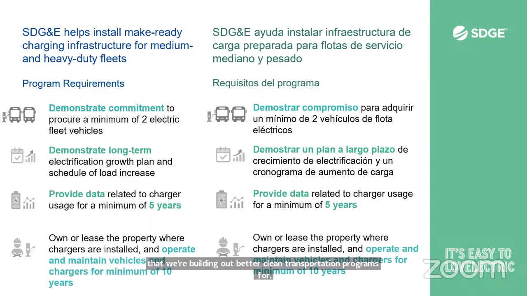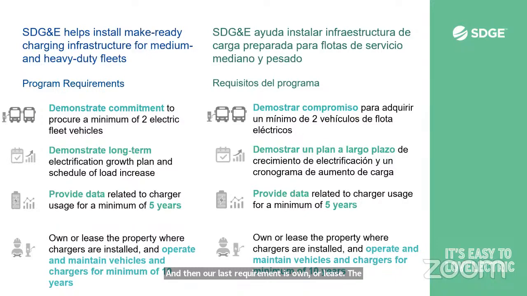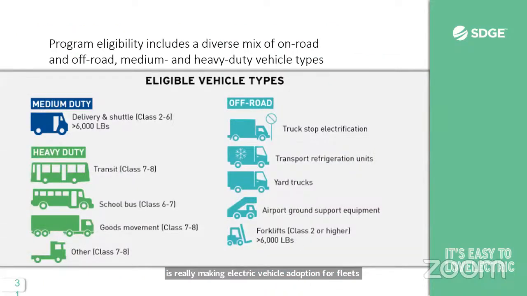Our last requirement is to own or lease the property where chargers are installed, and operate and maintain vehicles and chargers for a minimum of 10 years. This program is funded, and the way that it works is we install the infrastructure, and we want to ensure that it will be utilized for a minimum of 10 years. We have a few different options if you are looking to potentially relocate towards the end of that 10-year period, but we're here to support throughout the whole way. The whole intent of this program is really making electric vehicle adoption for fleets easy. We'll go to our next slide, please.